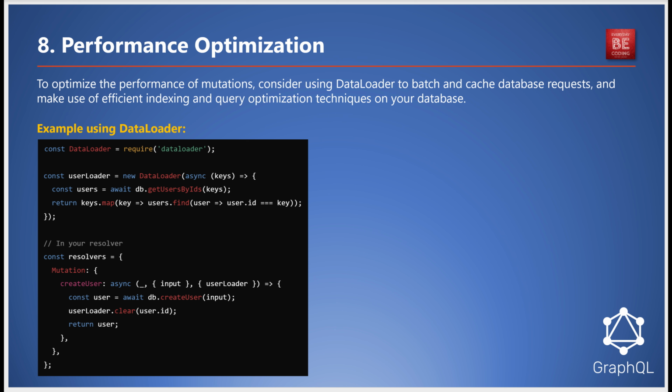Whether it's through complex input types that reduce the need for multiple API calls, real-time updates that keep all clients synchronously informed, rigorous input validation ensuring data integrity, or performance optimizations that keep the application swift and responsive, advanced GraphQL mutations open up a realm of possibilities for developing more efficient, effective, and engaging applications.